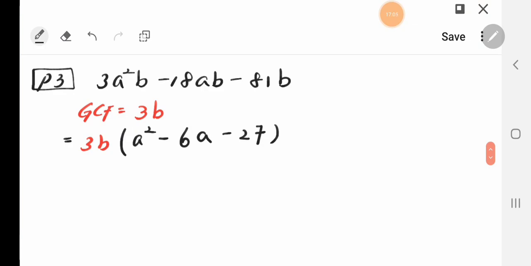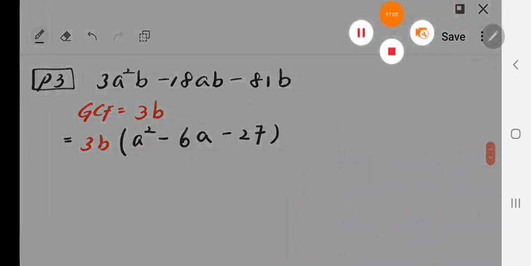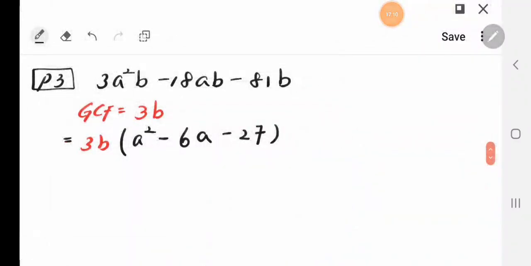And from this trinomial, let's use our method to see whether we can factor this. So a squared is a times a, and 27 is 3 times 9. And then we have to put the negative sign so that the product is negative 27. The negative can go on either 3 or 9, but the result has to be negative, so we put the negative sign on the larger number, so that when you add, the result will be negative. So 3 times negative 9 is negative 27.